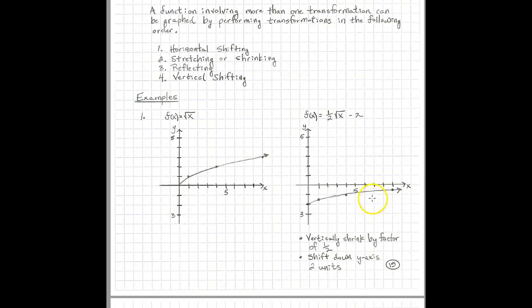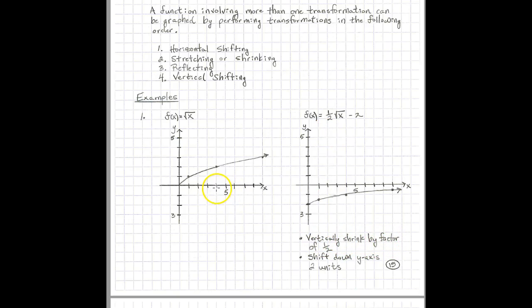So, for example, let's say we want to graph the function f of x equals 1/2 square root of x minus 2. We start with our common function. We should know what the graph of f of x equals the square root of x looks like, okay? So it looks like this. So what we first want to think about doing is, what does this 1/2 do? It vertically shrinks by a factor of 1/2.